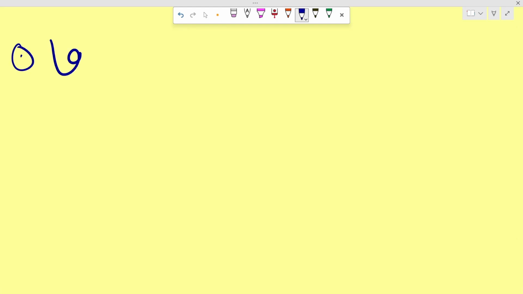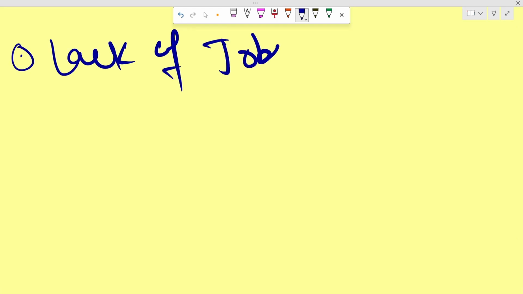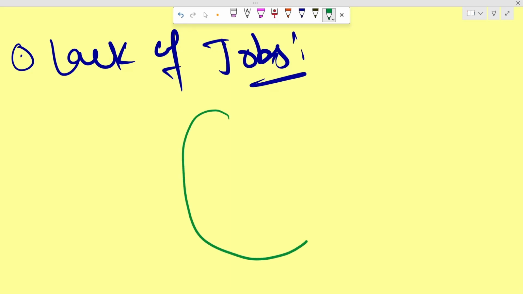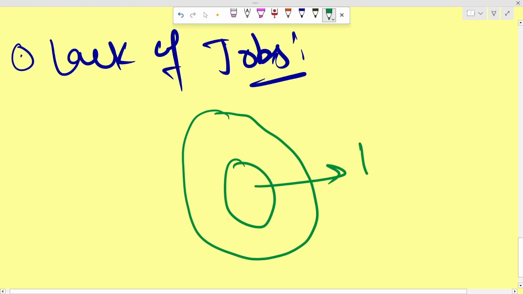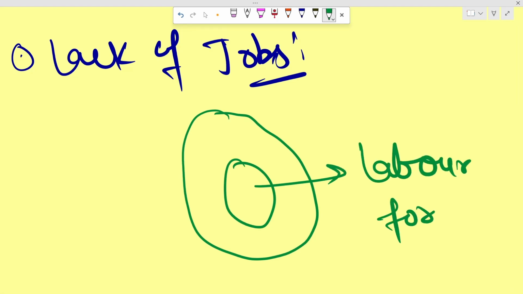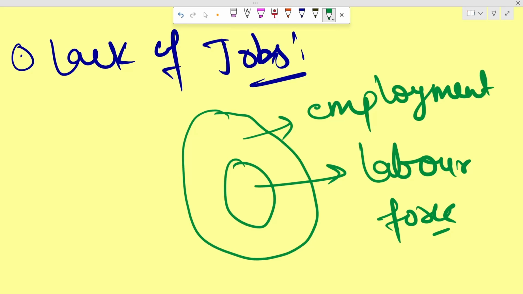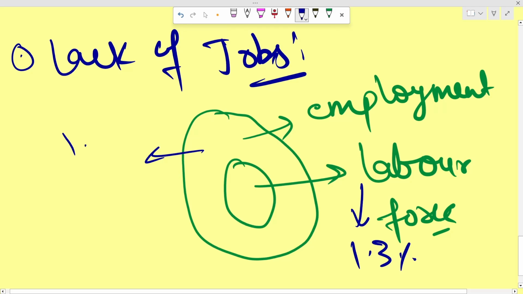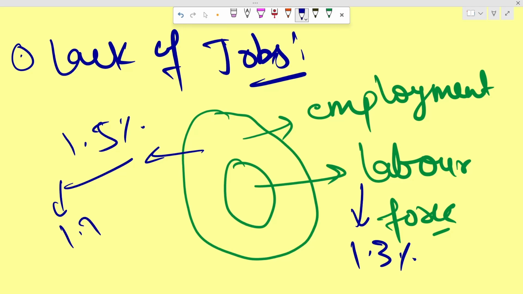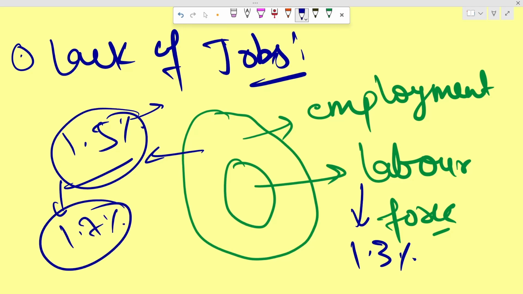Let's see our second argument, which is lack of jobs. To understand this, let us assume this smaller circle represents the growth of the labor force and this bigger circle represents the growth of employment in India. From recent surveys, we observed that labor force growth in India stood at 1.3%, whereas employment growth stood somewhere around 1.5%. But earlier we used to create employment at the rate of 1.7%. So we can see that 1.5% is lesser than 1.7%, but it is still greater than the labor force growth.